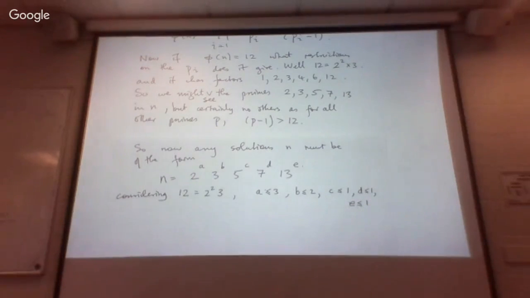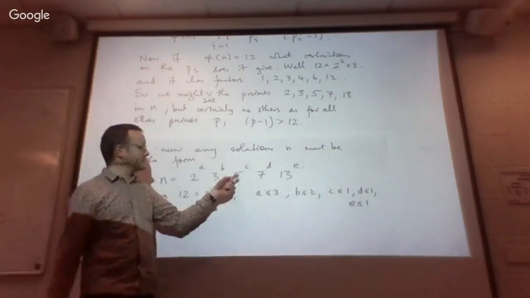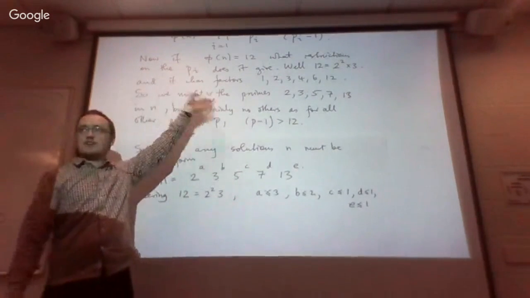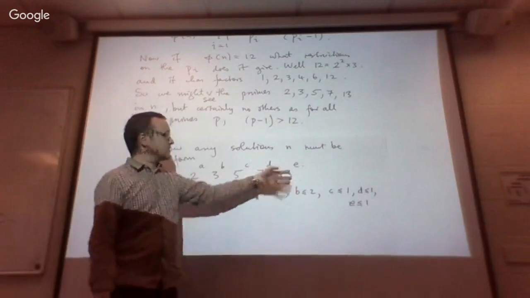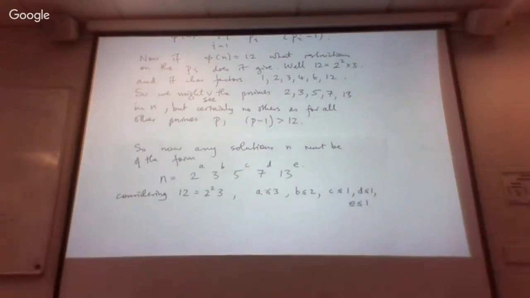So in other words, C, D, and E can only either be 0 or 1. If they were any higher, if we had 5 squared here, then there'd still be a 5 in the product for phi of n, and there isn't a factor of 5 in 12. So 5, 7, and 13 can, at best, only appear to the power 1, but the 2 and the 3 could maybe appear to higher powers.